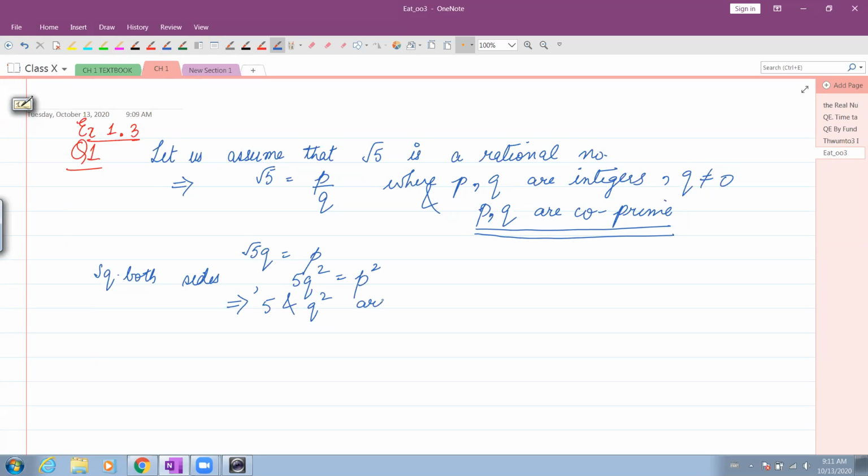5 and q square are factors of p square. If you want, you can skip this step. You can directly write down that 5 is a factor of p square.